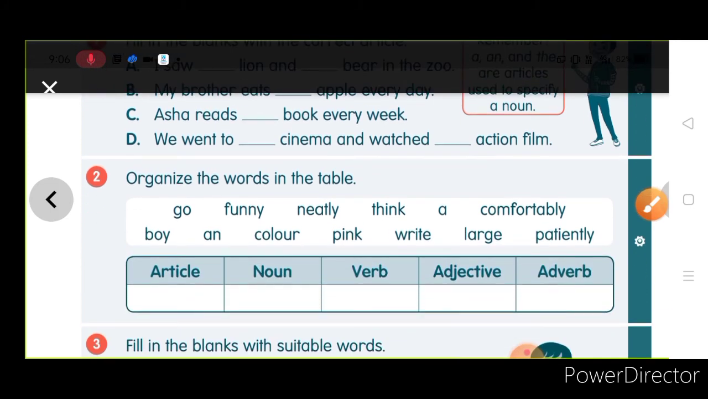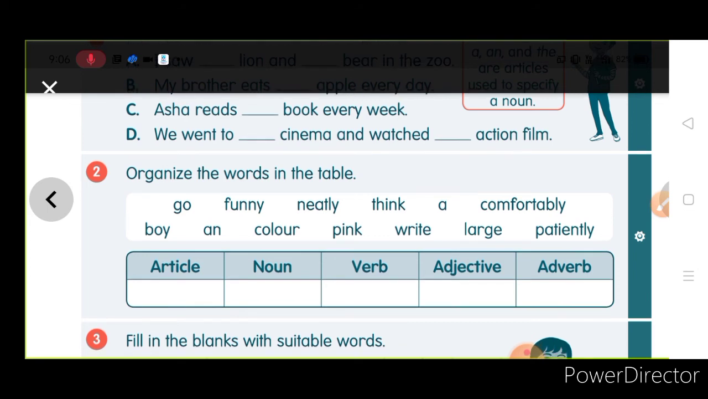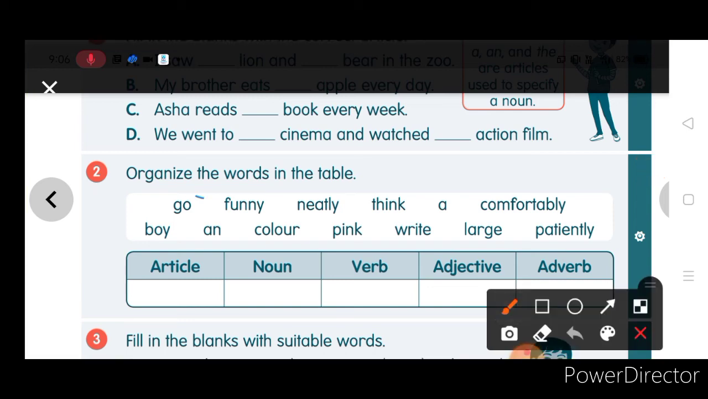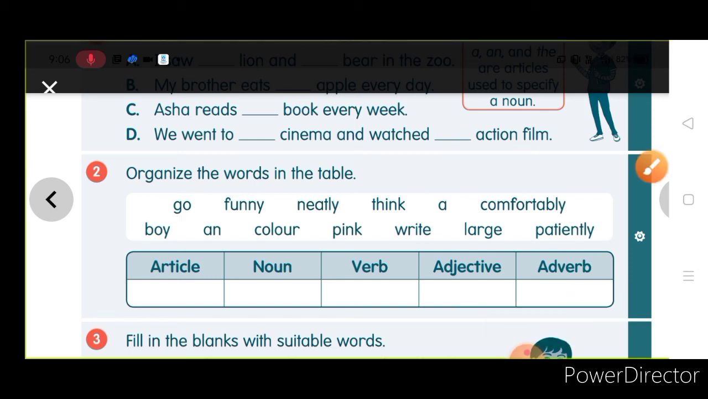Now coming to the next question, organize the words in the table. Here they have given the table and a list of words. From this list of words you have to sort them and put them in the correct column. Like first, you see go. Go means what? It is the action word, so it comes under verb. Next, funny. Funny is the adjective. Neatly means ly words. What did I say? If they are ending with ly, they are the adverbs. Like that you keep them in the correct columns.